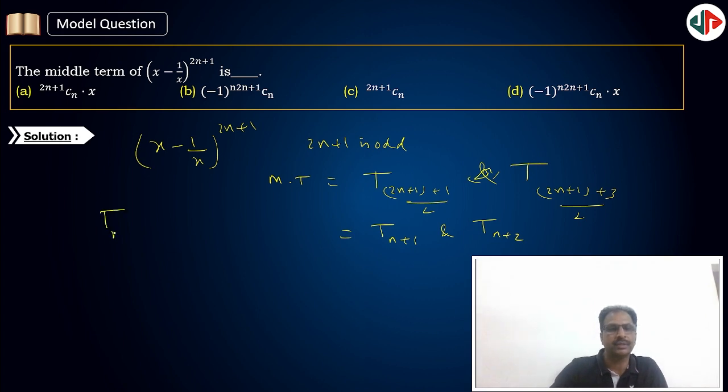So for that, write the general term first: Tr plus 1 is minus 1 power r, 2n plus 1 Cr, x power 2n plus 1 minus r into 1 by x whole power r.